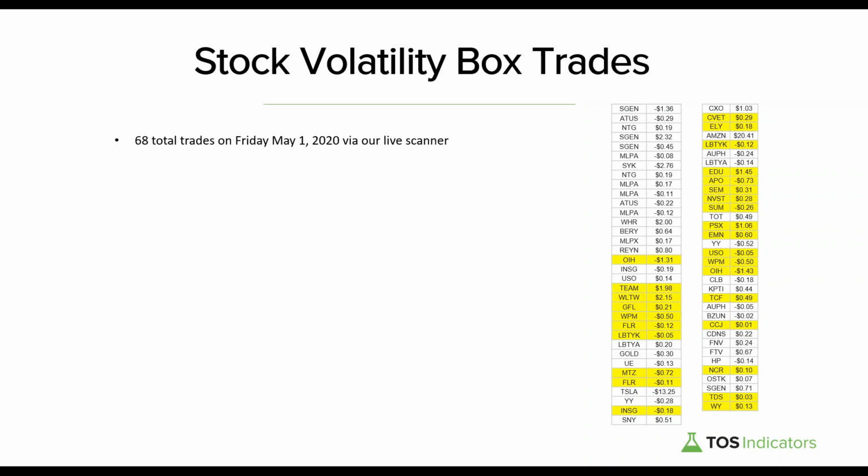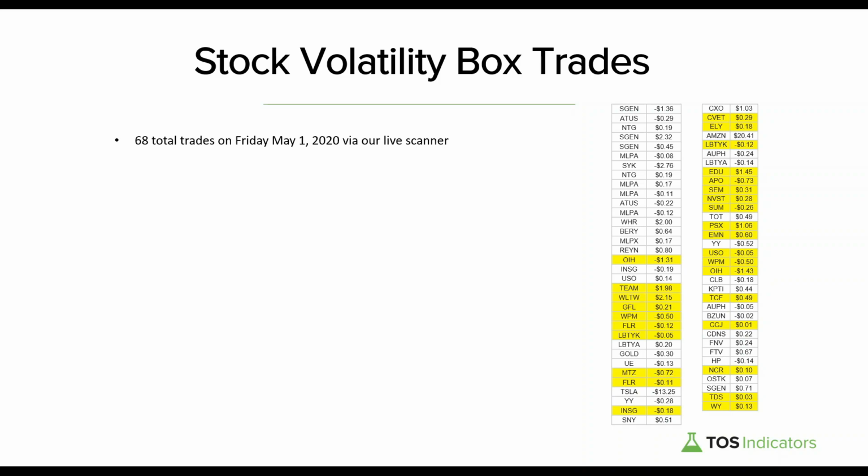So on Friday, we had a total of 68 trades that hit our live scanner. And this live scanner is our volatility box triggers page, which tells us everywhere price is currently breaching our volatility box lines. So we've outsourced that to the machine, and out of all the stocks we look at, there were 68 that hit our threshold of being at least $10 or more, trading at least 1 million shares or more. That's our base liquidity criteria, if you will.